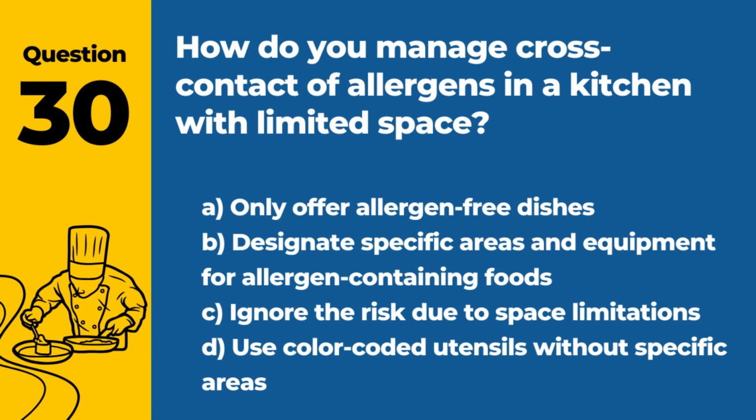Question 30. How do you manage cross-contact of allergens in a kitchen with limited space? A. Only offer allergen-free dishes. B. Designate specific areas and equipment for allergen-containing foods. C. Ignore the risk due to space limitations. D. Use color-coded utensils without specific areas.